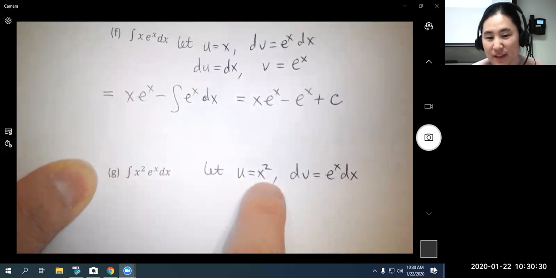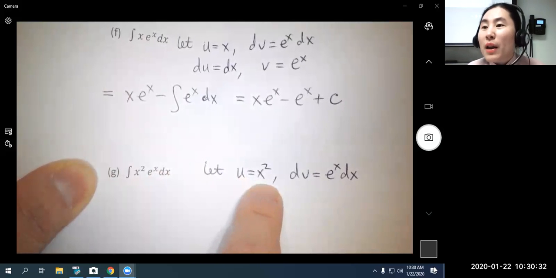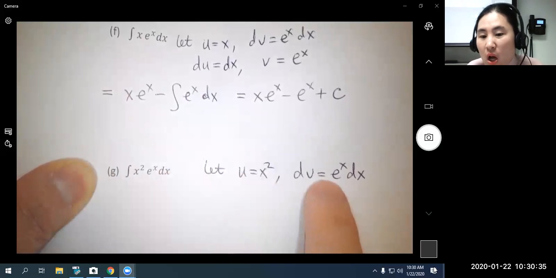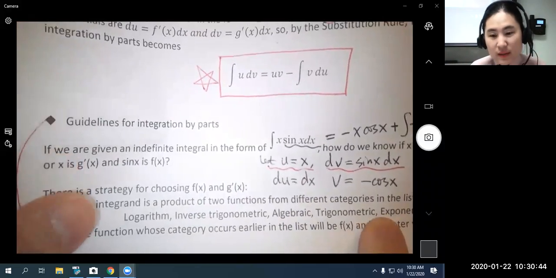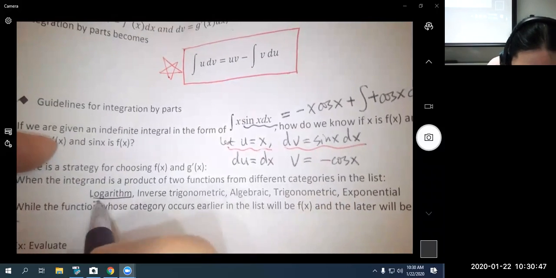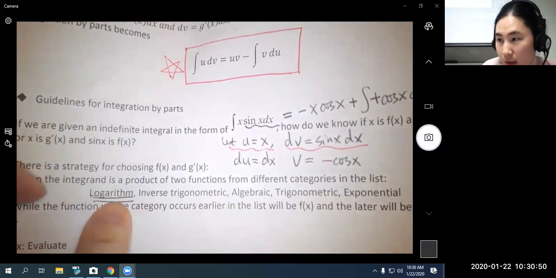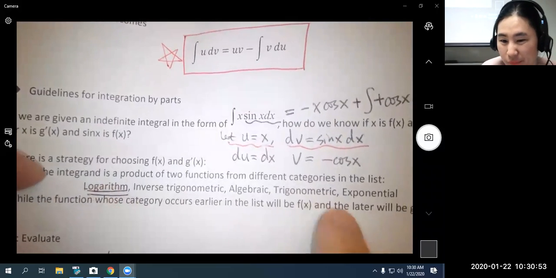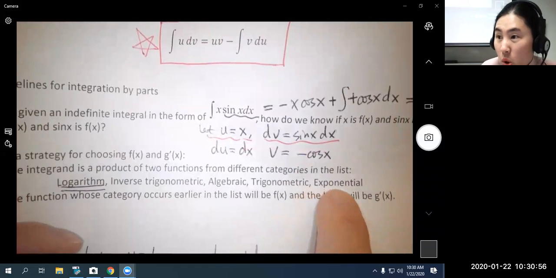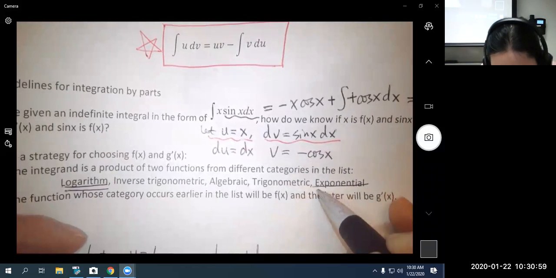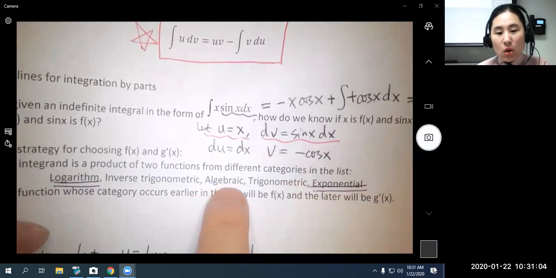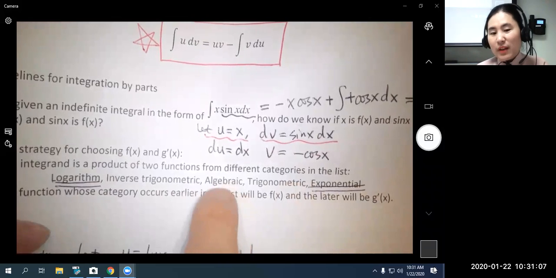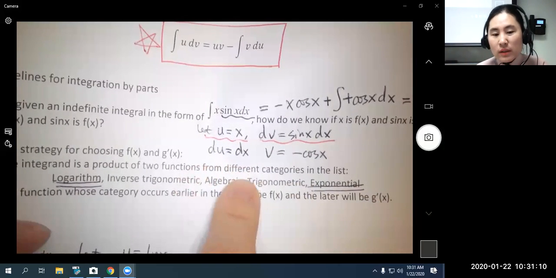Most of the case, we're going to let u be our polynomial. We leave the exponential to be dv, okay? So if we go back to the list, you will see, guys, here, logarithm, just now we know, very easy, u, right? We are u. How about our exponential? Put it in the last, okay? See, when exponential encounters polynomial.